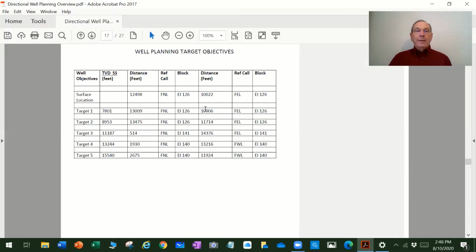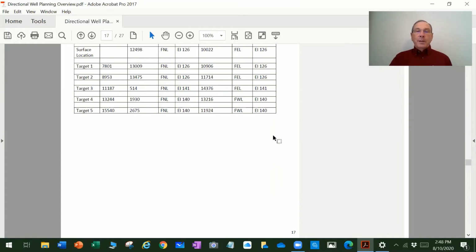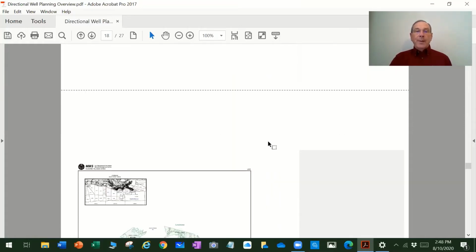I also can look over here from the north line and I can see this well is getting farther from the north line. So it's going in the southern direction and it's going into the westerly direction. So the first step we need to do is to get our grid information for where we're operating in Eugene Island 126. So that's going to be, get that off of a protraction map.